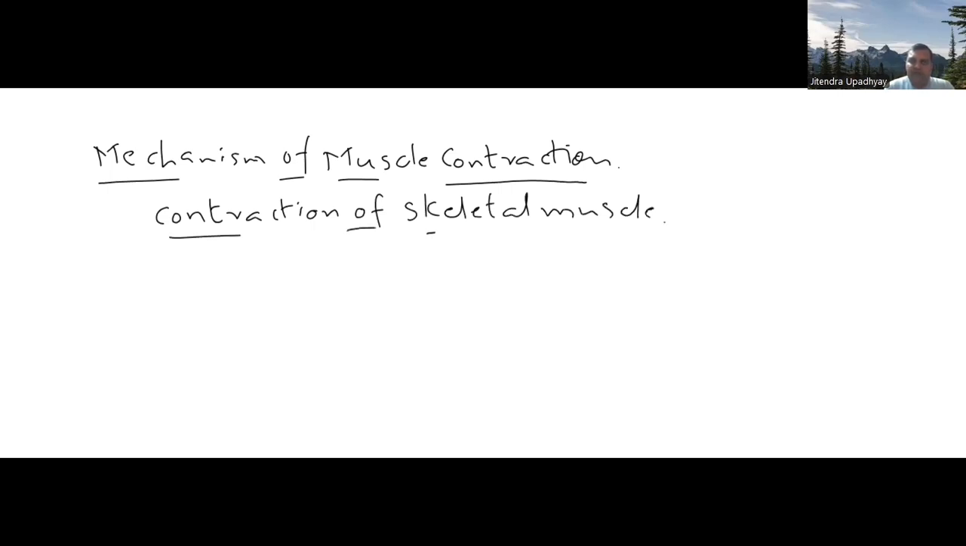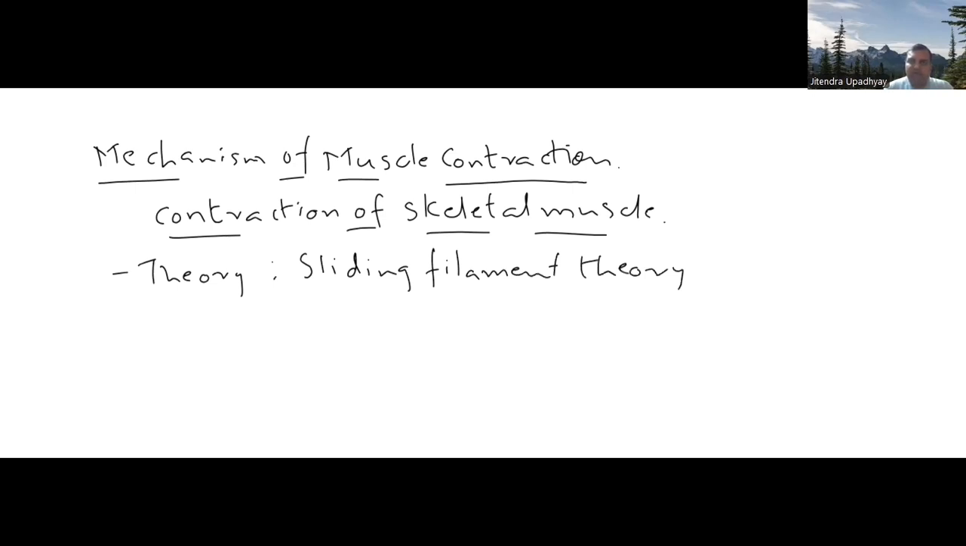Skeletal muscles are those which are attached to the bones. So here the theory behind the skeletal muscle is called the sliding filament theory. So the muscle filaments, that is the thick and the thin filament. Thick filament is myosin, thin filament is actin. So in sliding filament, thin filament slides over the thick filament.